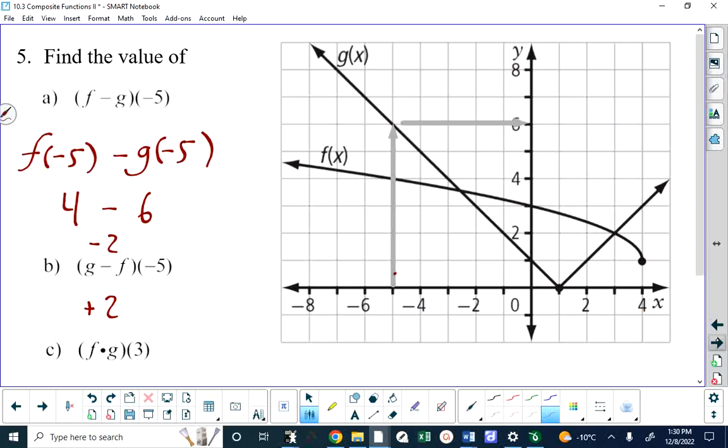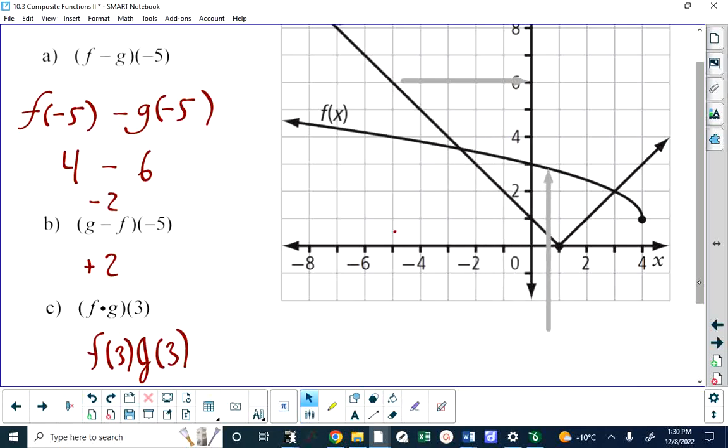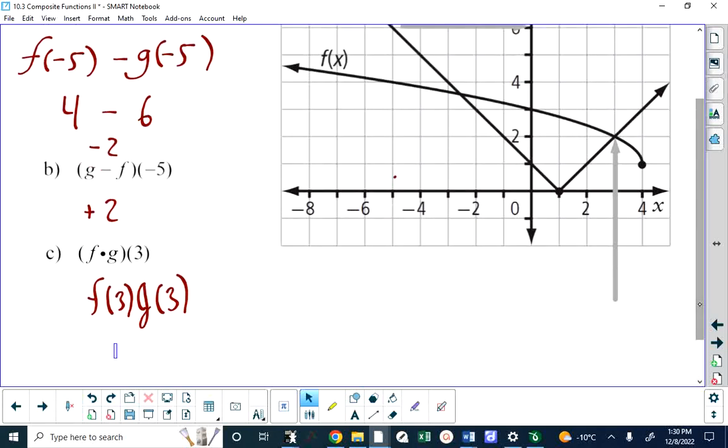What about f times g of 3? Well, this just means what's f of 3 times g of 3. So you go over to 3. There it is. Well, f of 3 is 2, and g of 3 also happens to be 2. So it's 2 times 2, which is 4. Still good?